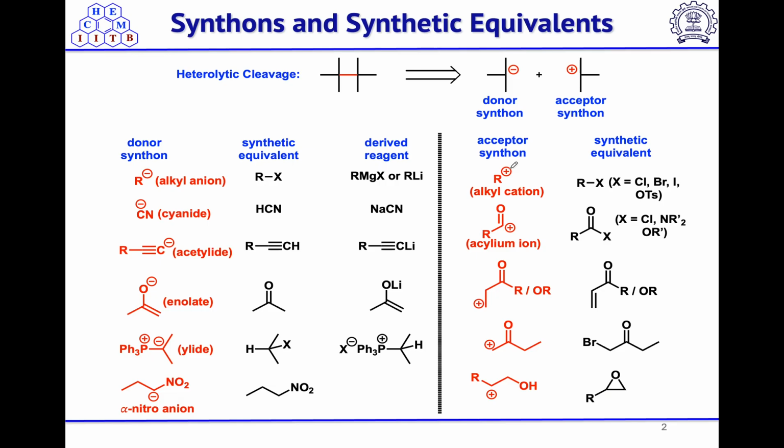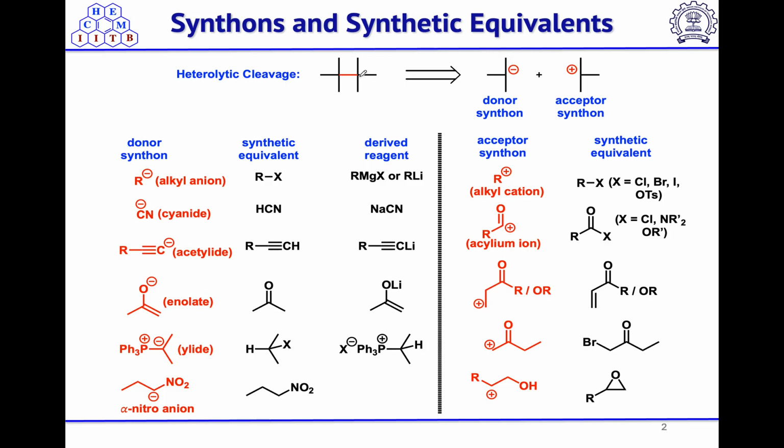So the first slide explains synthons and synthetic equivalents. We have talked about this. Whenever we do C-C bond disconnections, let's say this is an organic molecule, and we want to break this carbon-carbon single bond, we can break it in three ways. One is homolytic cleavage. Homolytic cleavage means that after cleaving you will get two radicals, two radical carbons. And if you do heterolytic cleavage, then you will get one positive charge and one negative charge.